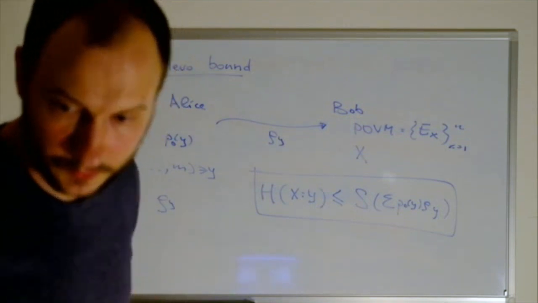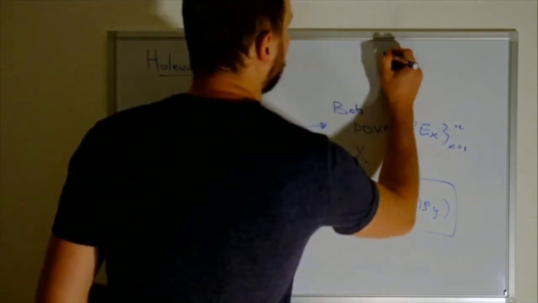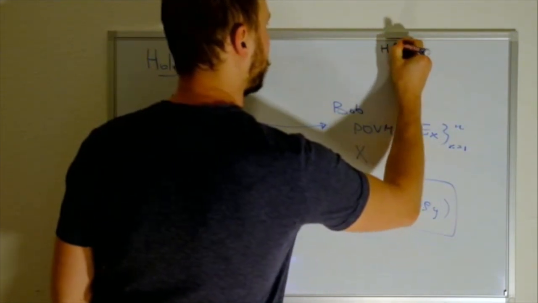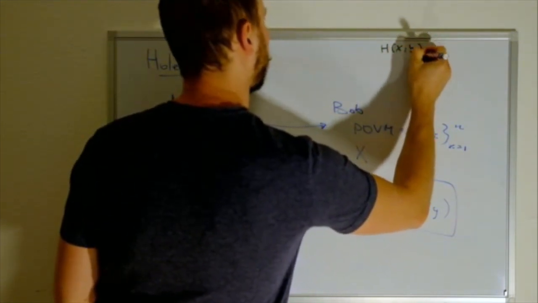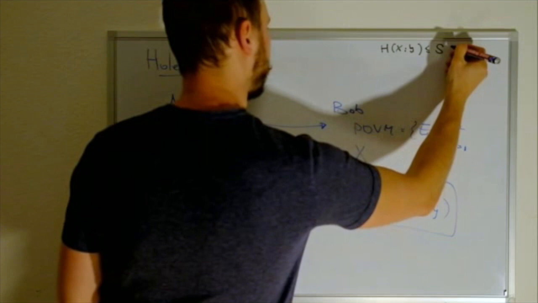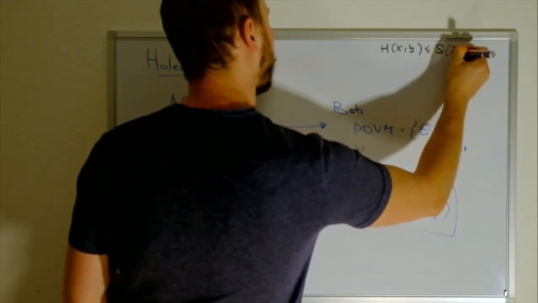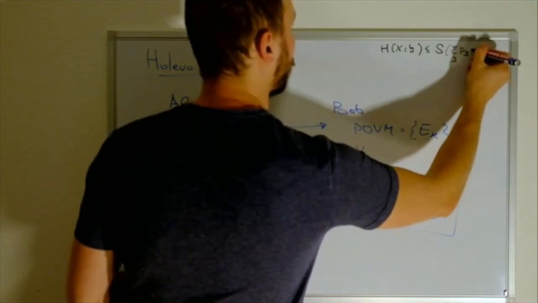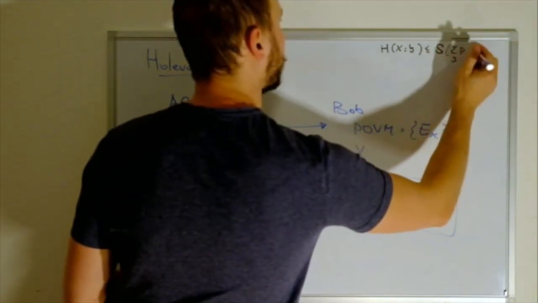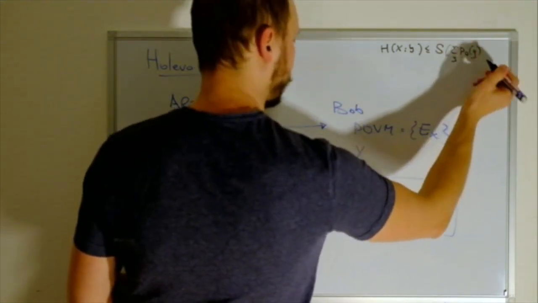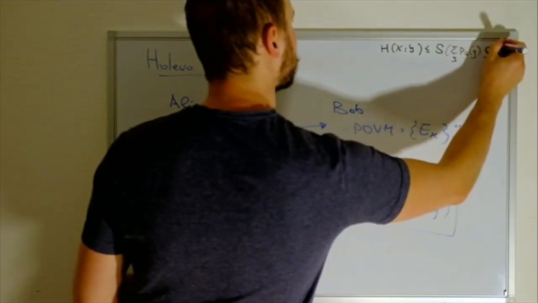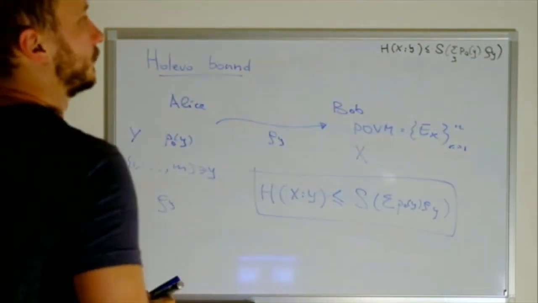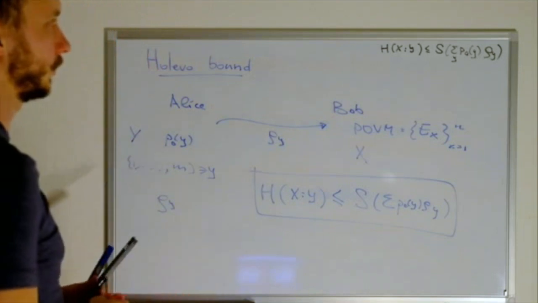Let's write it down here, because we're probably going to use it in a moment. Entropy of the sum over y of p0 of y times the density matrix Alice sends for y. This is the Kleber bound. Good.